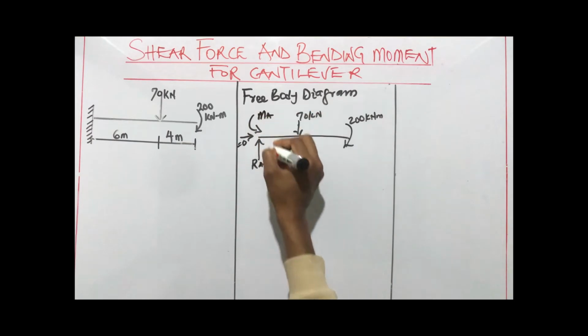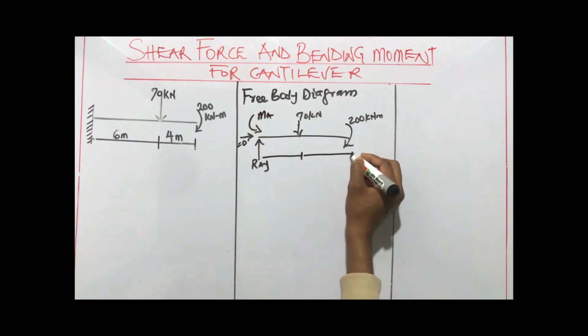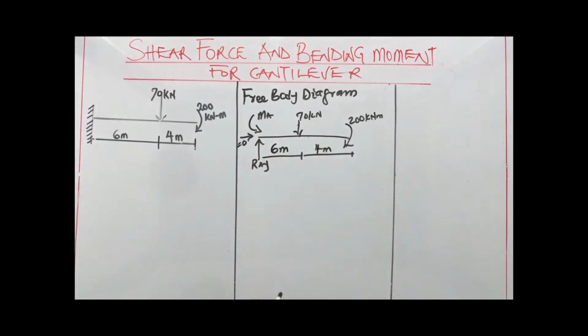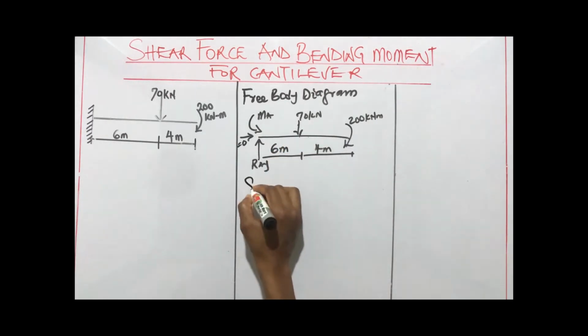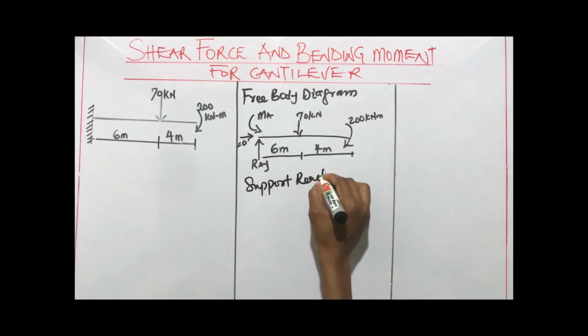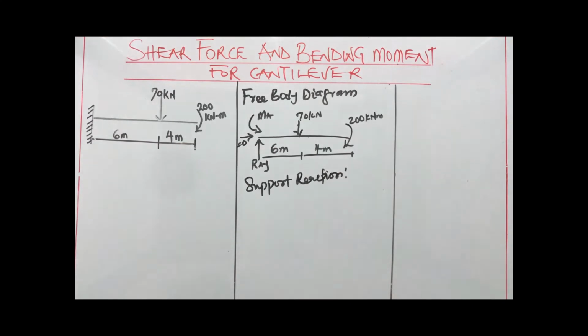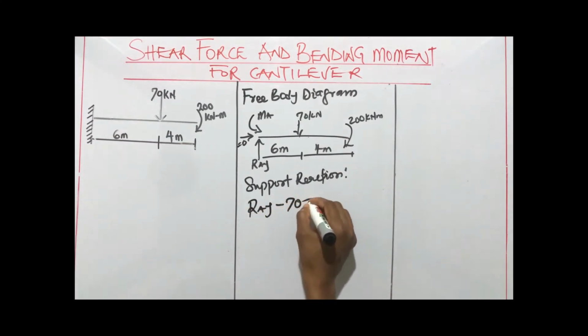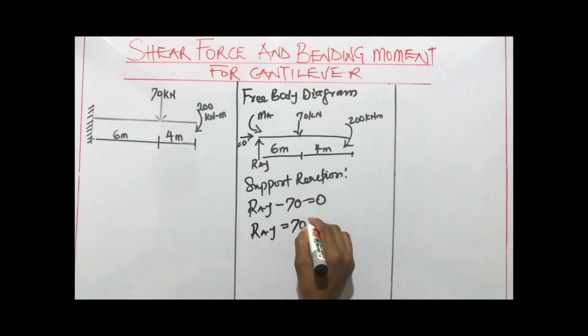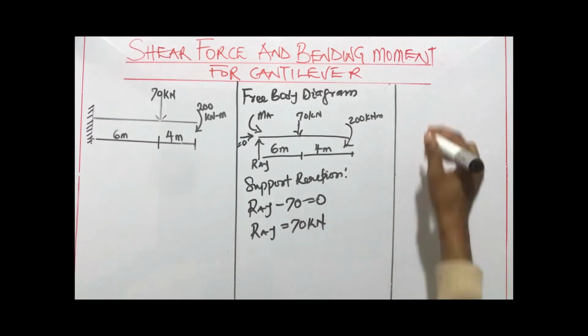Now that we've got the free body diagram, the next step is to find the support reaction, and we have only one support, which is RAY. To get the support reaction, we add all the forces acting on the beam, and we have just two, which is RAY and the 70 kilonewton. So we have RAY minus 70 is equal to 0. Therefore, RAY is equal to 70 kilonewton. That's the support reaction for this beam.